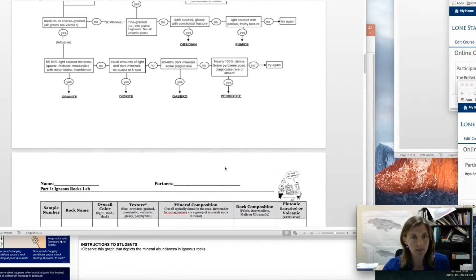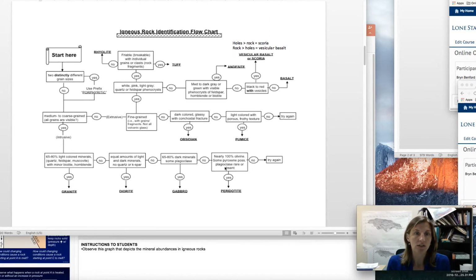So the way you would go about doing this is you're going to use this flow chart. And so you will have pretty much all of the rocks that are listed here, except for you will not see peridotite. The way it works is you start here, and the first thing it asks you is if there are two distinctly different grain sizes.